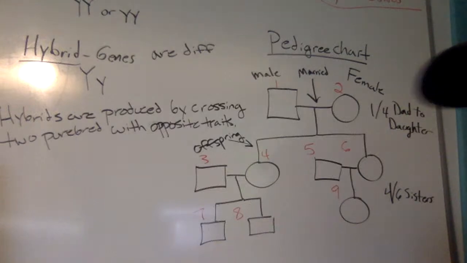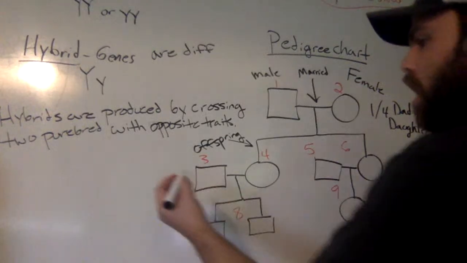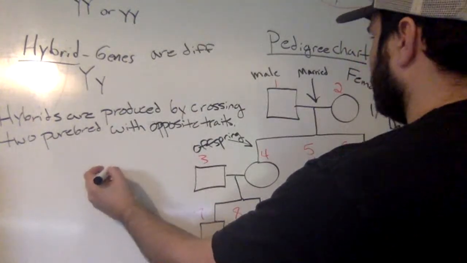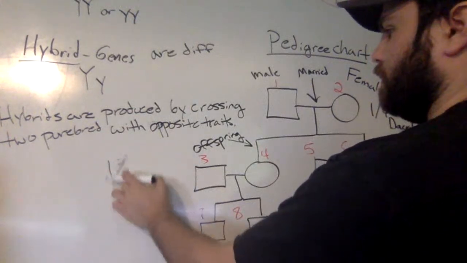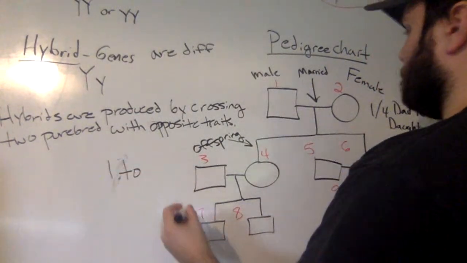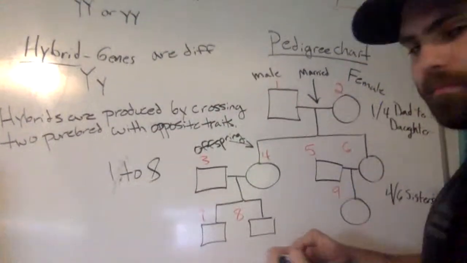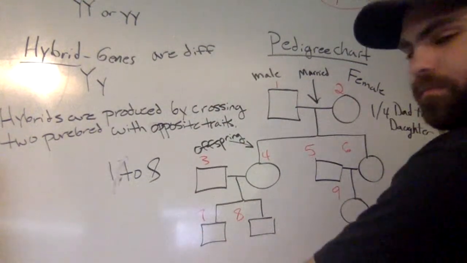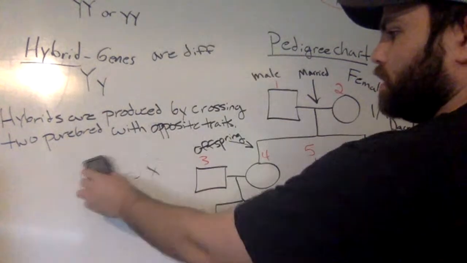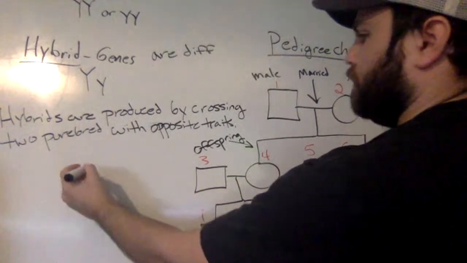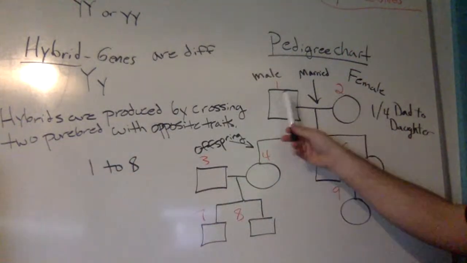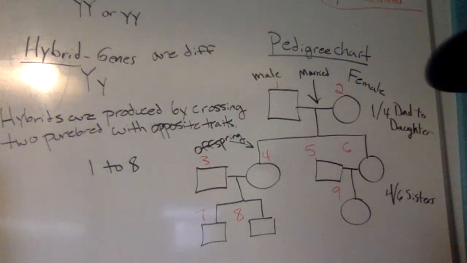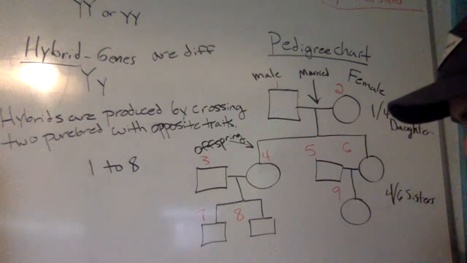All right, I want you guys to try one. You guys are going to do from 1 to 8. All right, tell me that one. 1 to 8. I want you guys to go 1 to 8. All right, so we got this guy, and then we got this person all the way down here. Tell me what they are to each other. What's their relationship?